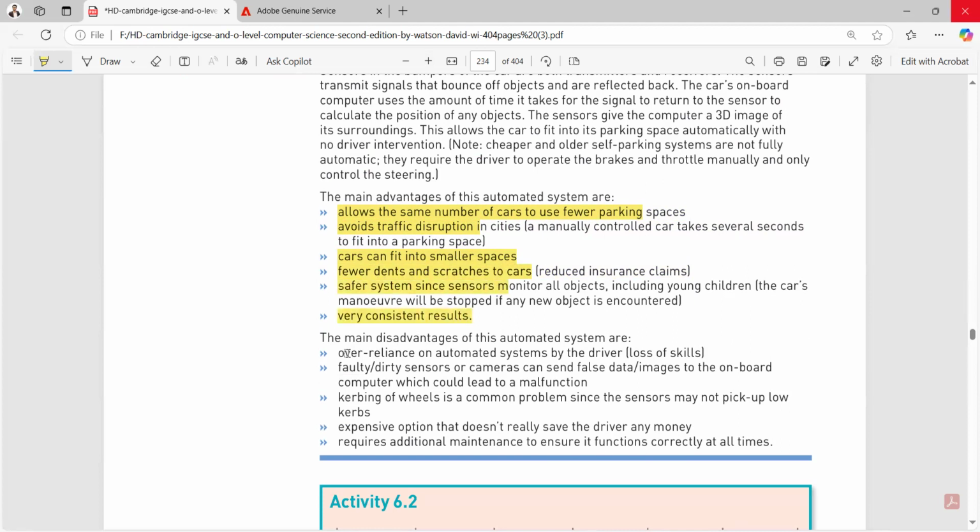But the disadvantage is that over-reliance on this system will cause a loss of skill, such as there will not be drivers in the industry. If there is a fault, a dirty sensor, or if the camera detects a false image, it can lead to malfunction. Curbing of vehicles is a common problem because sensors may not pick up the curbs. It's an expensive option. It requires additional maintenance as well. Any problem in this part?